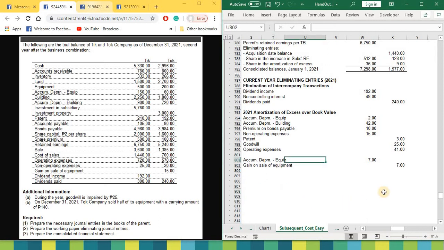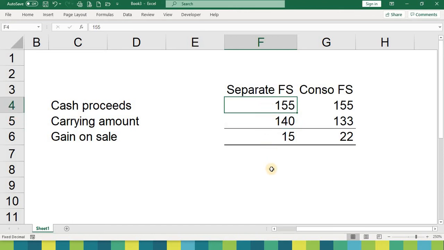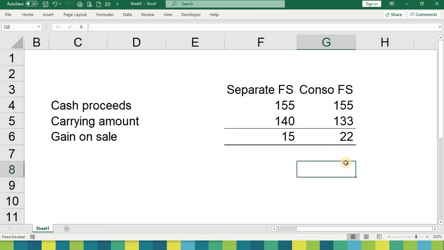Now, let's check whether the gain on sale for consolidation purposes is actually 22 pesos. In the books of the acquiree, the gain on sale is 15 pesos, which is computed as 140 deducted from 155 pesos. For consolidation purposes, the cash proceed is still 155 because this is the actual selling price. However, for consolidation purposes, the carrying amount is not 140. Instead, it is 133 pesos. And how is this computed?